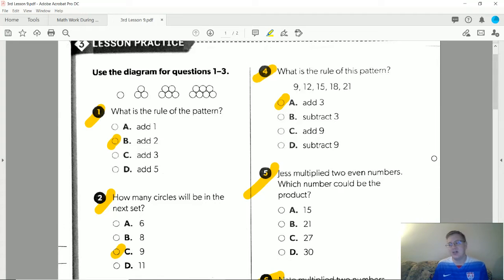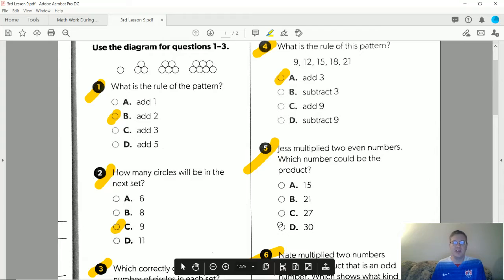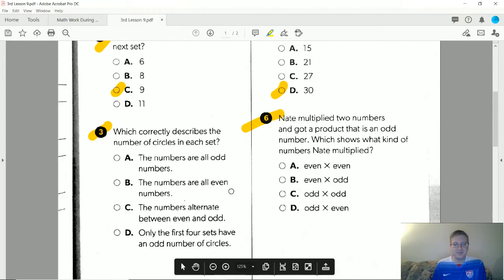So any number times an even number has to be an even number. So if I did 2 times 5, I get 10, which is an even number. If I do 2 times 2, I get 4, which is an even number. So our only even number out of these 4 options would be letter D, 30.